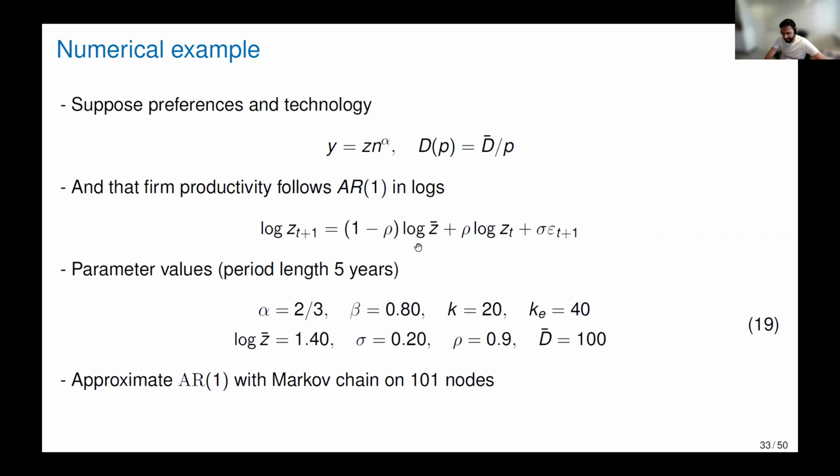This is Z, the average of the distribution. I can assume it to be 0, it doesn't matter. Here I'm putting it to be 1.40. I will tell you why I am doing it. It's not a big thing.